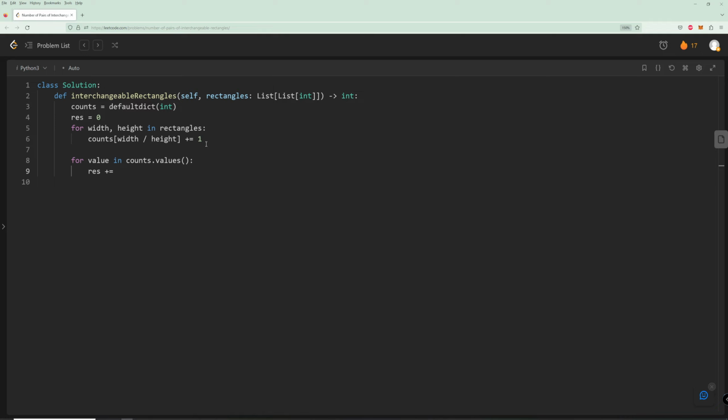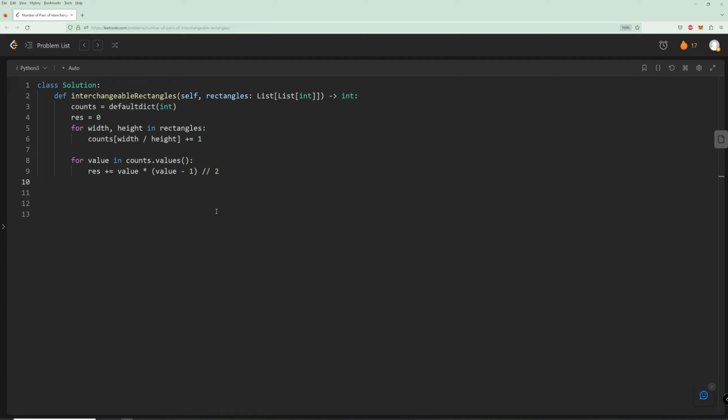So res plus equals value times value minus 1 over 2. And we want to do an integer divide here because if you do a float divide, you're going to get a float. So even for the first one, even if you get 6, you'd get 6.0. So you could do a float divide and then convert it to an int later, but you could just do an integer divide because these are always going to be integers for any number.